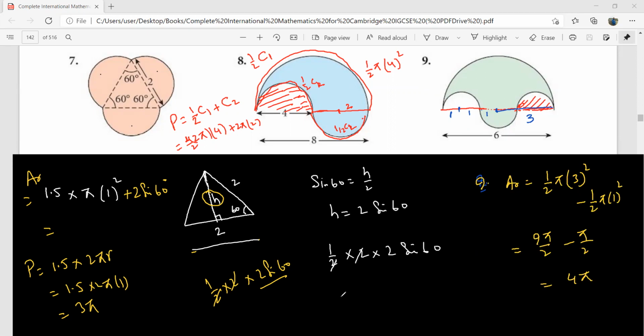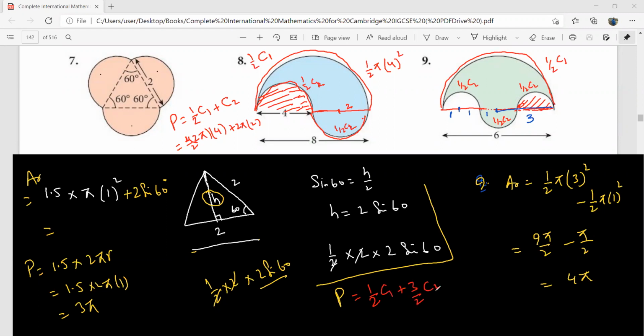And then for the circumference, for the perimeter, guys, the perimeter of this ninth question would be, first of all, half the circumference of the bigger circle. Okay, this is half C1, and this is going to be half C2. This is another half C2. This is another half C2. So you have the perimeter as half of C1 plus 3 halves of C2.